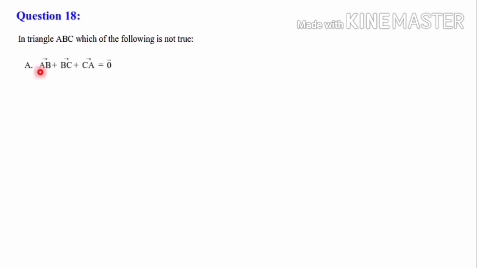Move on to question number 18. The question is, in triangle ABC, which of the following is not true? There are 4 statements. The first statement is vector AB plus vector BC plus vector CA equal to 0 vector. Then second statement is vector AB plus vector BC minus vector AC equal to 0 vector. Then third statement is vector AB plus vector BC minus vector CA equal to 0 vector. And the fourth statement is vector AB minus vector CB plus vector CA equal to 0 vector.